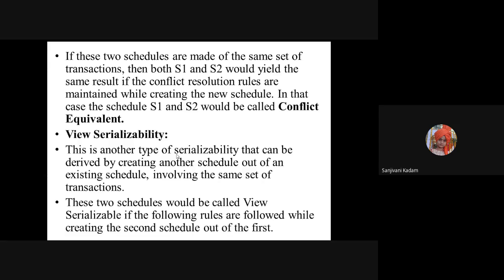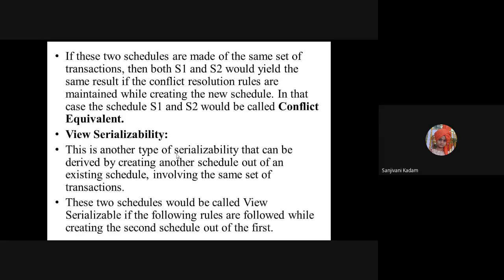Next one is view serializable. This concept was eliminated from the syllabus in the previous old syllabus, but in your syllabus this point is introduced again. View serializable means that the schedules are seen as equivalent. They may not actually be equivalent, but it seems that both are equivalent schedules. Let us see what is meant by view serializability.